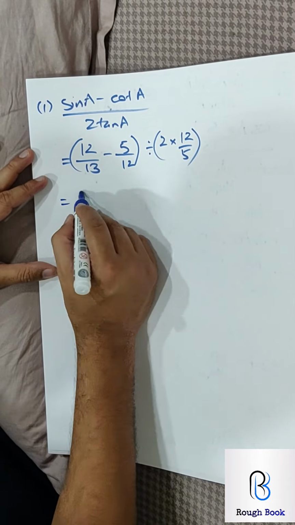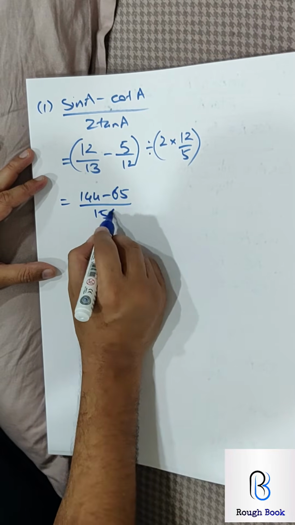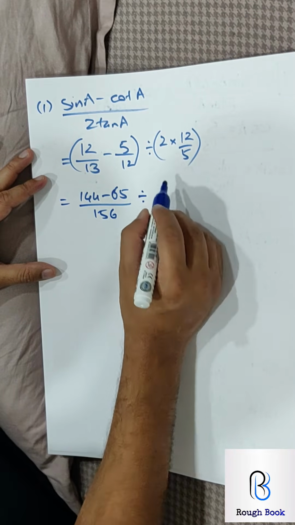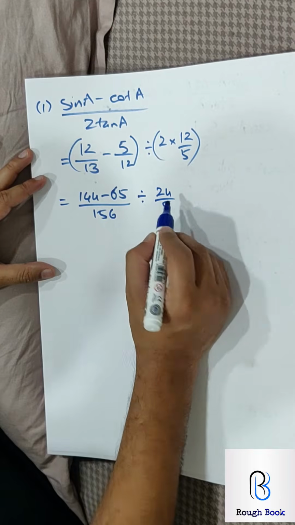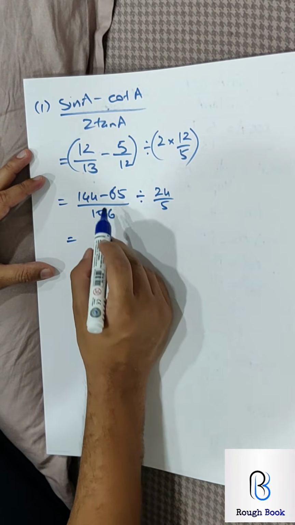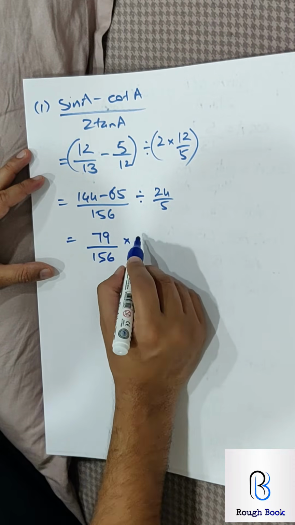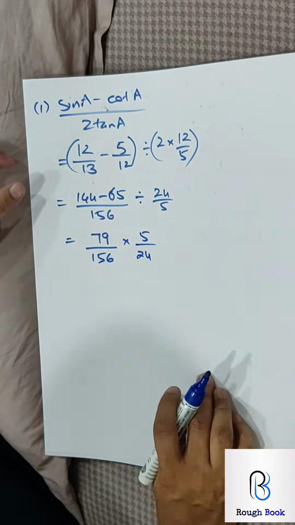So I'll have to take LCM here. 144 minus 65 upon 156 divided by 24 upon 5. So here what will be the difference? So that is 79. So 79 by 156 into 5 by 24.